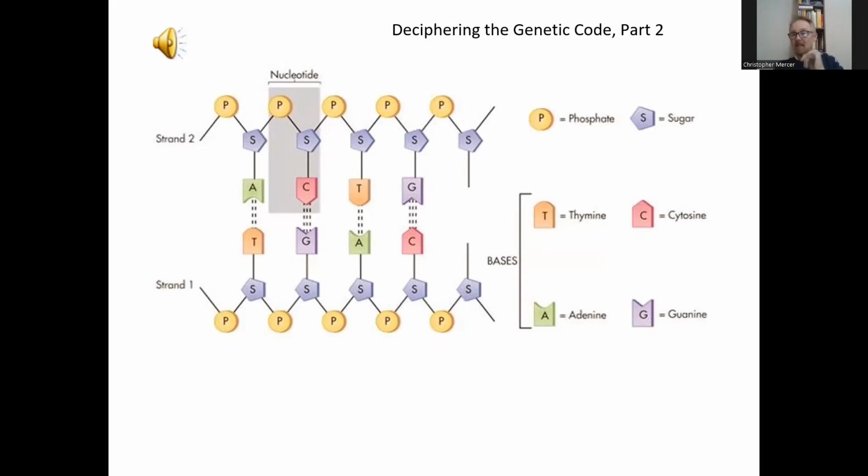Anytime I see a T, I'm going to see an A on the other side when I'm looking at a DNA molecule. If I see a G, I'm going to see a C. That's interesting, how the pairing rules work between one strand and another. And that's going to be important a little bit later on when we're looking at how a copy of this is made and then sent to the ribosome.